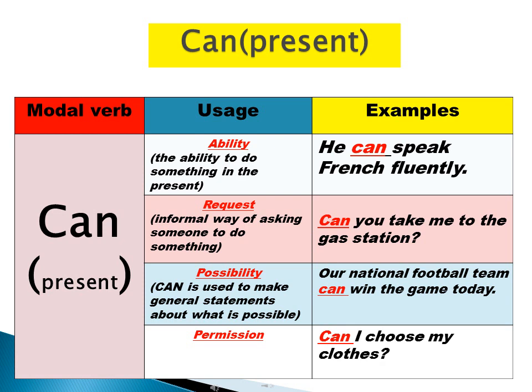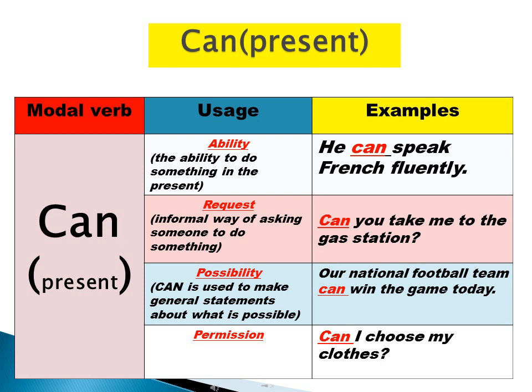So he can speak French fluently. He can speak French fluently, meaning he is able to speak French fluently. So can here, what does it express? It expresses ability, the ability to do something. So can expresses ability to do something in the present.